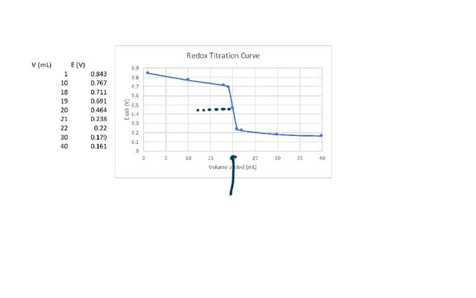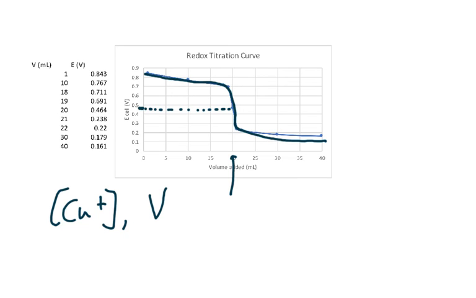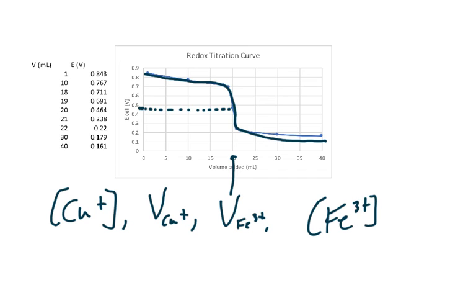The voltage at this point is the average of the two standard half reactions. And if all we had was this data, and we know the copper concentration, and we know the volume of copper that we added, we know the volume of the iron that we started with, then our unknown could be found. Like we've kind of done that before, okay? But that's the idea of how we do redox titrations.